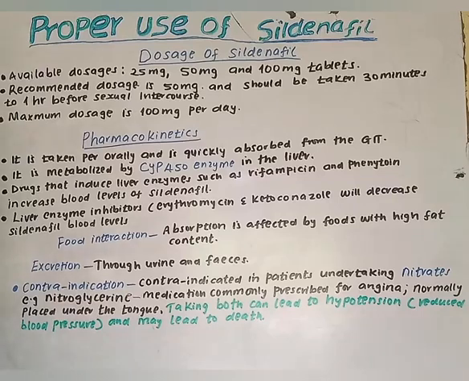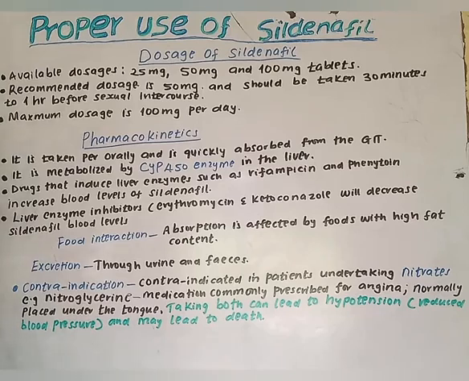So dosages of sildenafil. Available dosages are 25 milligram, 50 milligram, and 100 milligram tablets. The recommended dosage is 50 milligrams and should be taken 30 minutes to 1 hour before sexual intercourse. So maximum dosage is 100 milligrams per day.